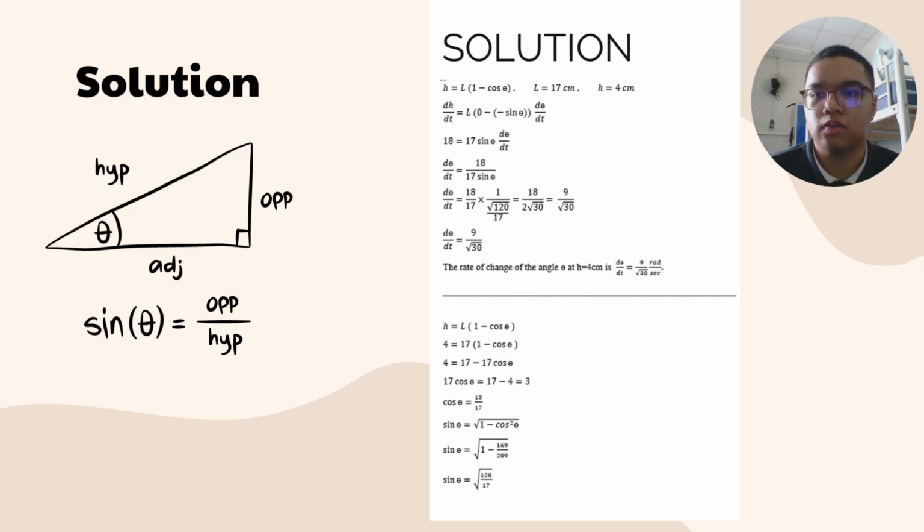The rate of change of the angle at h equals 4 cm is d theta per dt equal to 9 per square root 30 radian per second.